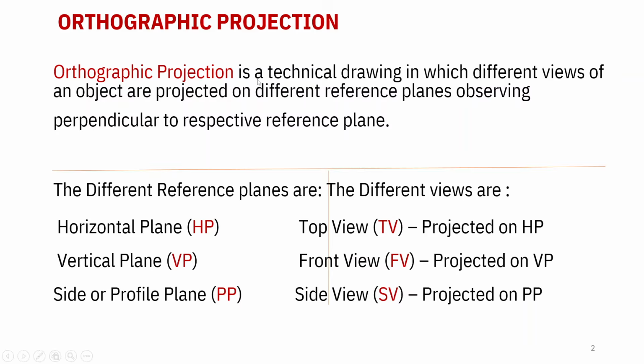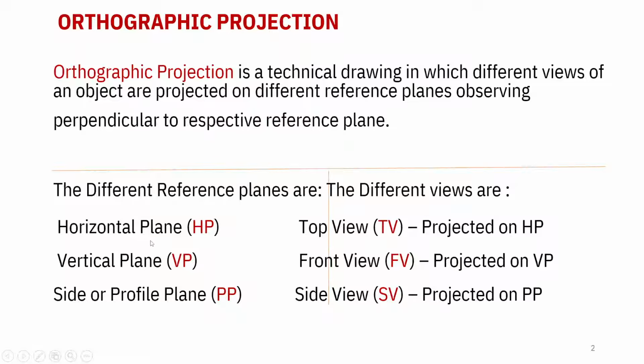Orthographic projection is a technical drawing in which the different views of an object are projected on different reference planes, observing perpendicular to the respective reference plane. That's why the name is given as orthographic, that is, perpendicular to the reference plane. So based on this, let us look at the different reference planes and the different views that we are going to obtain.